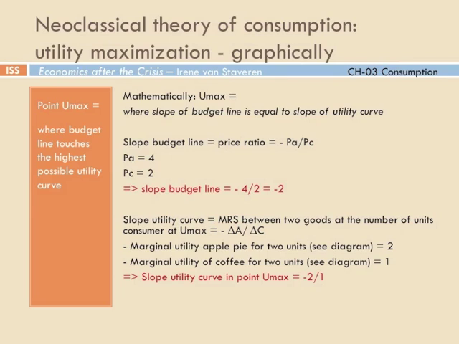But for those who love the math, the slope of the budget line is the ratio of the price of apple pie over the price of a cup of coffee. Remember, the price of apple pie was £4, a cup of coffee £2, so the slope of the budget line is 4 divided by 2, which is 2. And we have to give a minus sign because the slope is negative.